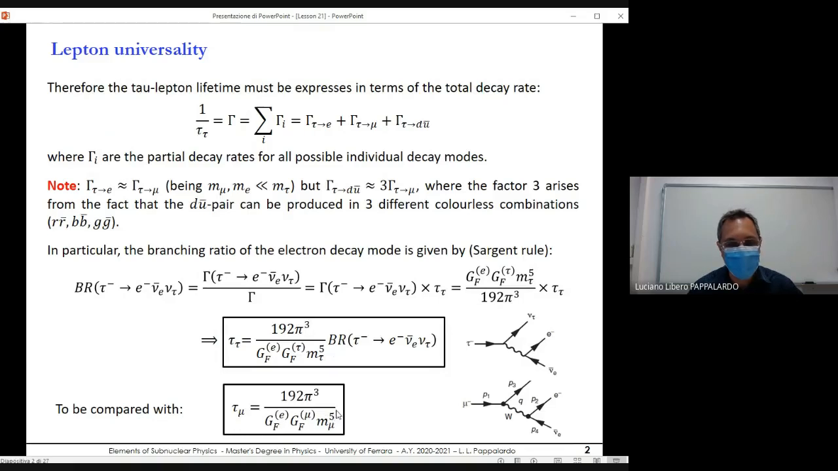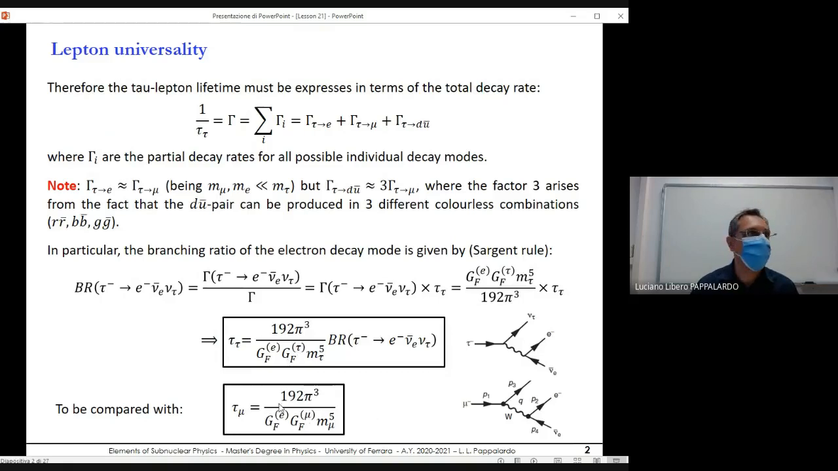The difference is that for the muon, the branching ratio is 1. It is 100% probability to decay into electron. So it's just 1. In this case, we have to take into account this fractional probability to decay into this chunk. And the structure otherwise is the same. Of course, here we have G tau, here we have G mu.